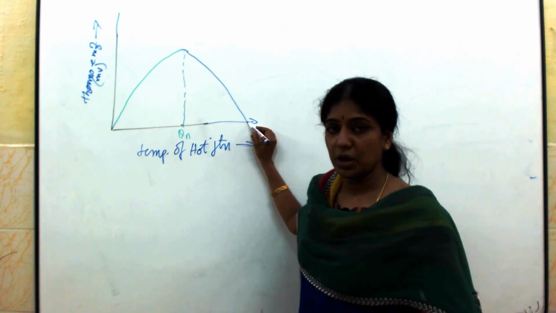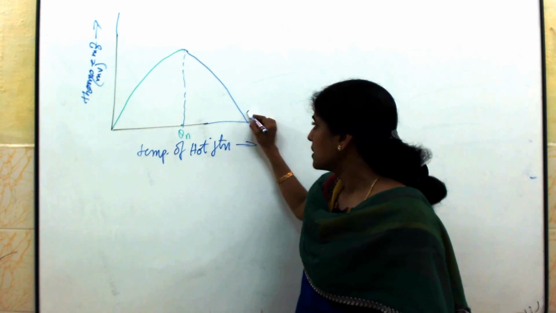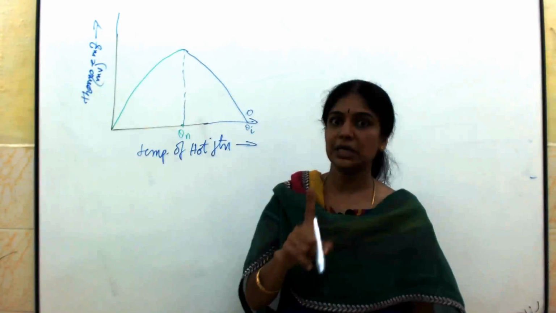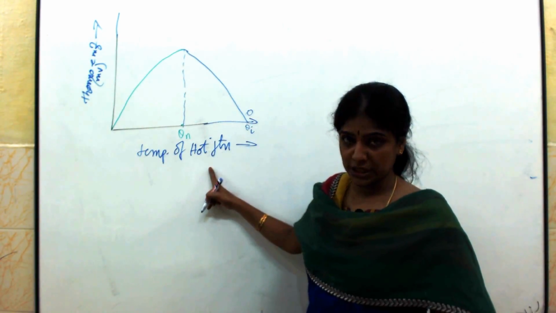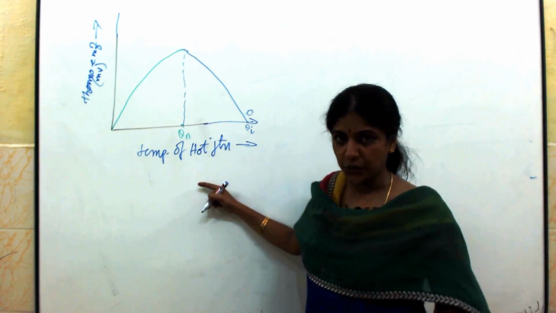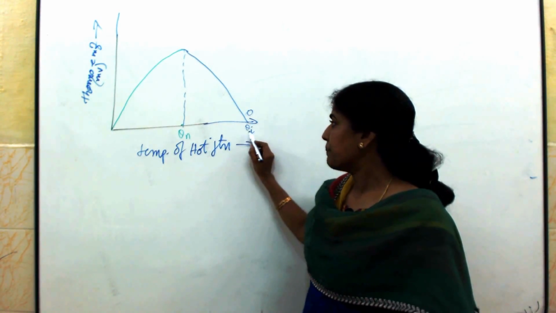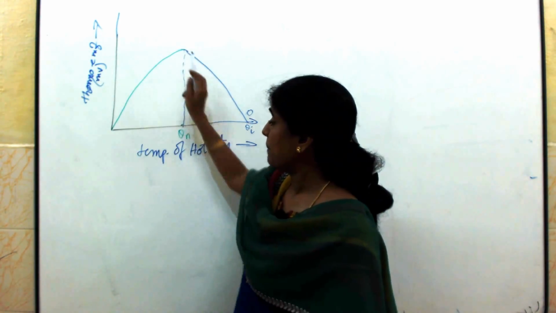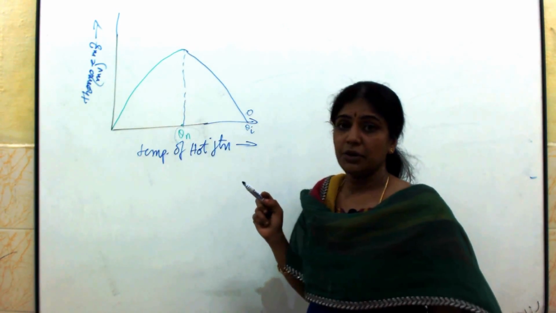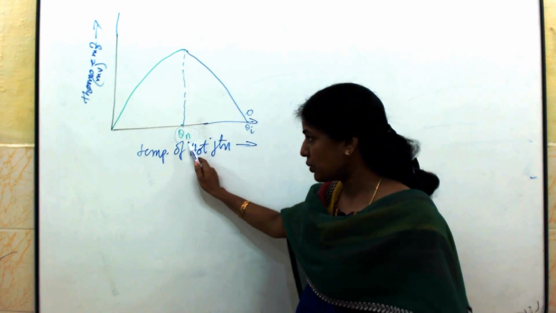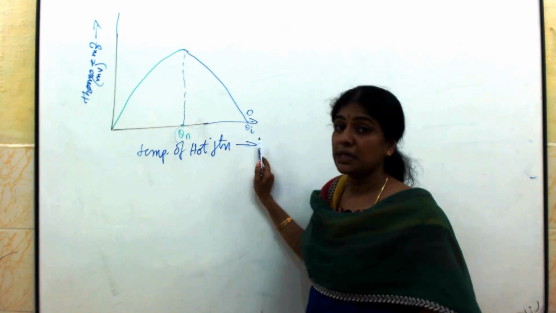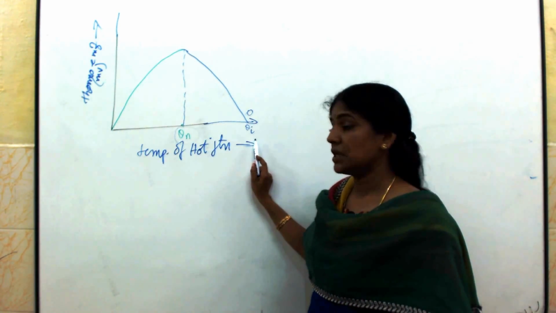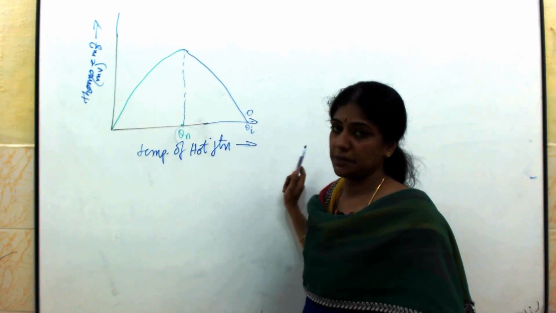At a particular temperature of the hot junction, this thermo EMF value becomes 0. That temperature we call the temperature of inversion. Please remember this. So at a particular temperature of the hot junction, thermo EMF value becomes 0. That temperature we call the temperature of inversion. When the thermo EMF becomes maximum, that temperature we call the neutral temperature. So you should know what is my neutral temperature and what is the temperature of inversion. When the thermo EMF becomes 0, that temperature we call the temperature of inversion or inversion temperature.